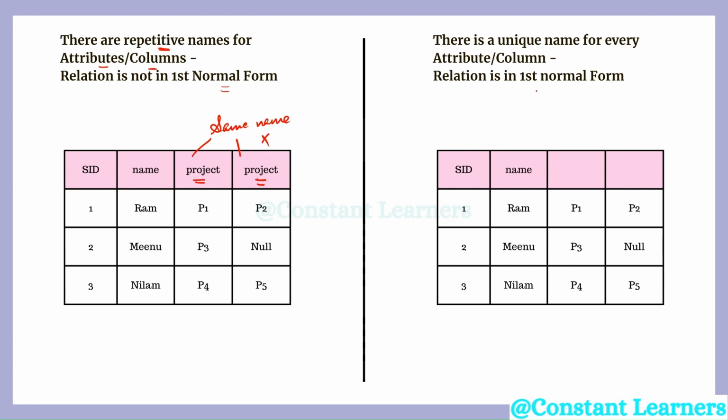For a table or a relation to be in first normal form, there should be a unique name for every attribute or column, right? Like here, this is student ID, name. Then here we can have project or proj1, and then we can have proj2, right? So both of these columns now have different names, and thus this table will be in first normal form.